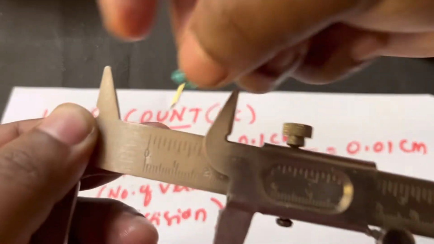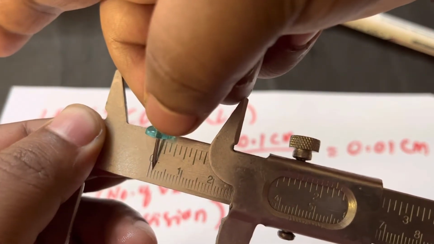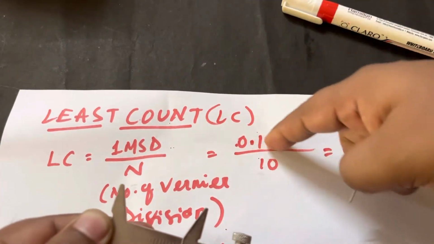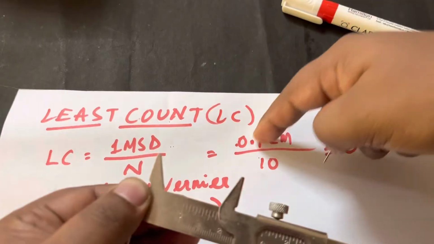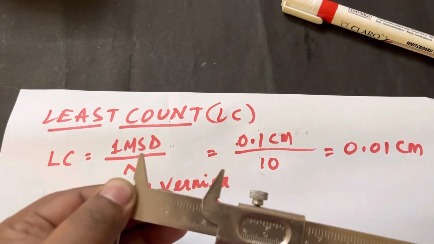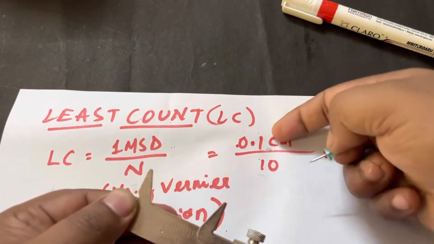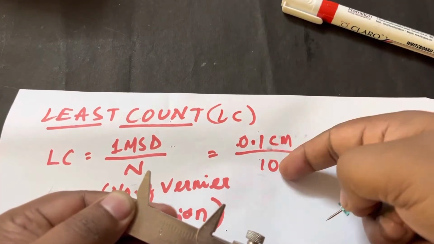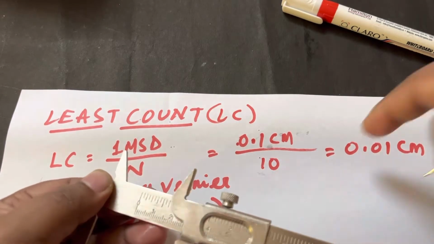So 1 MSD means one main scale division, and 1 MSD is 0.1 centimeter, which is 1/10 of a centimeter. We are writing it in centimeter; you can write it in millimeter also, so it will be 1 millimeter. Now 0.1 centimeter divided by 10 gives 0.01 centimeter. So this is the least count.